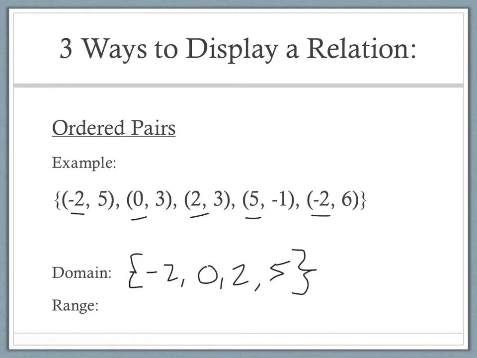Now let's look at our ranges. Okay, I'm going to change colors. I'll use red. Our range are our y values. So our y values are 5, 3. You already used 3, so I don't need to write it again. -1 and 6. Okay, those are our domain and range for those values.